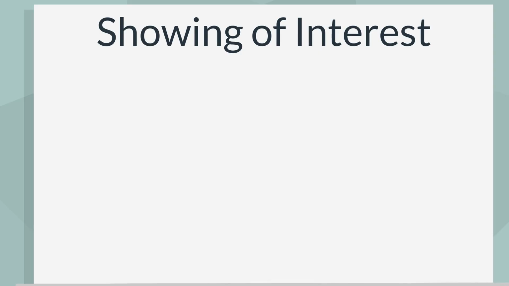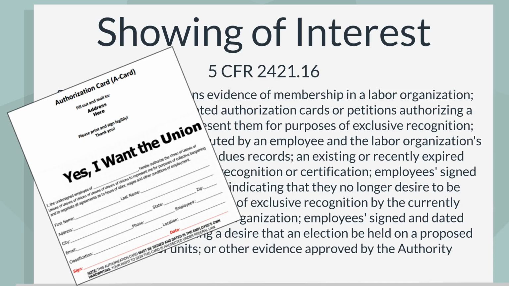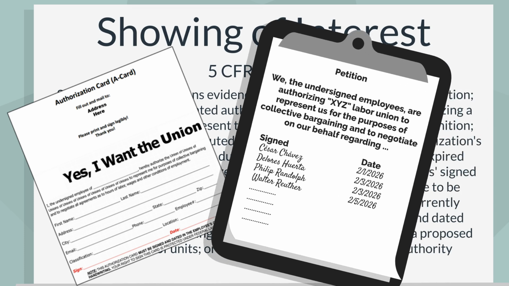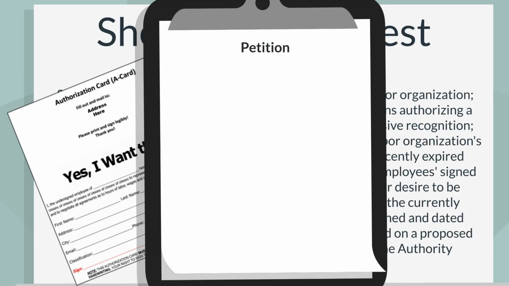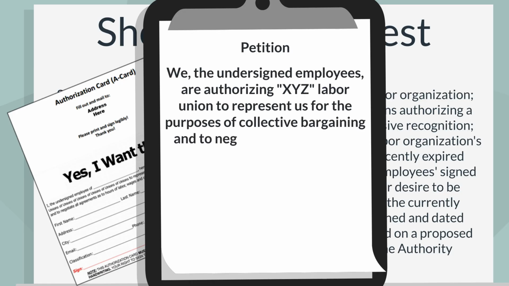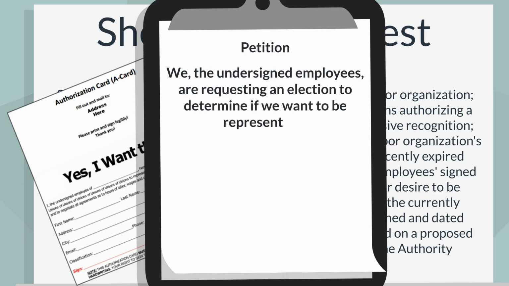So what will suffice as a showing of interest? 5 CFR 2421.16 gives the specifics, but basically it can be authorization cards, petitions, dues allotment forms, evidence of employee membership in a union, or other approved evidence. If you choose a petition, it should contain a heading or preamble setting forth its purpose. For example, that we, the undersigned employees, are authorizing XYZ labor organization to represent us, or that we, the undersigned employees, are requesting an election to determine if we want to be represented.